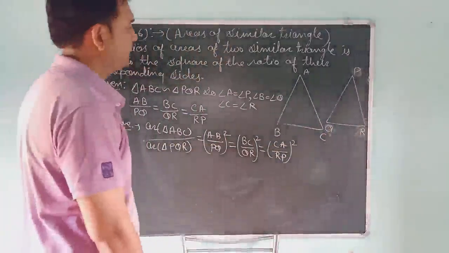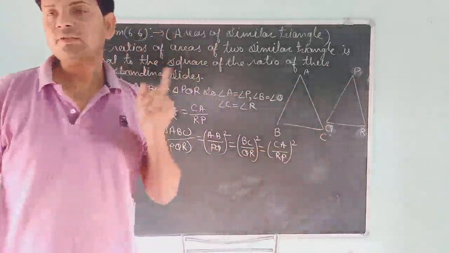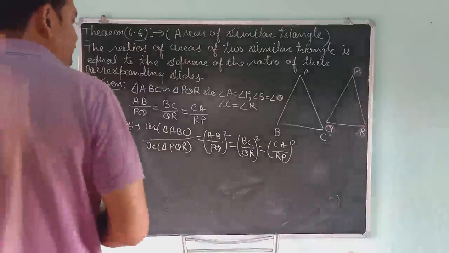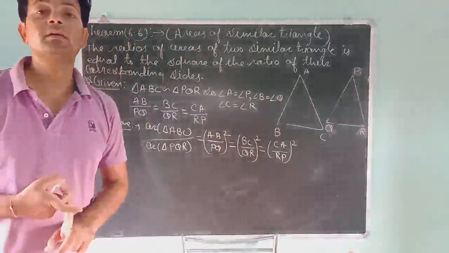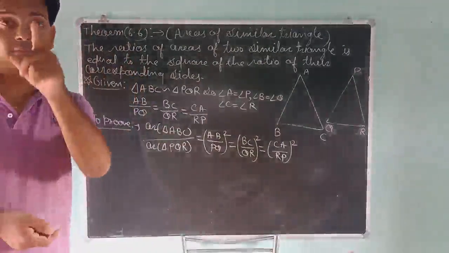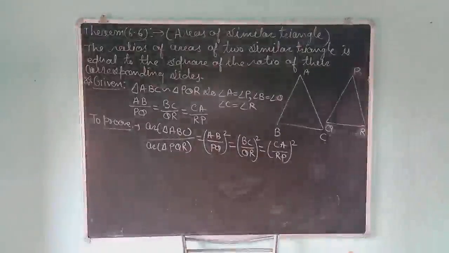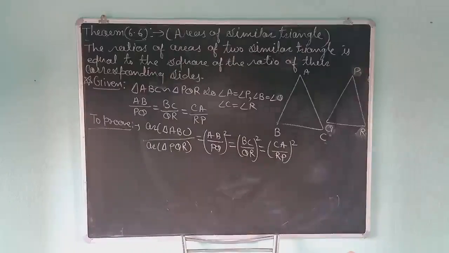Some students are thinking, sir, AB may be height, PQ also may be height. Students, always remember, these are not heights of the given triangle. Why? Always remember, height always makes a 90-degree angle with the base. Listen to me carefully, students. Height always makes a 90-degree angle with the base. But here you can see that AB is not making any 90-degree angle with base BC.